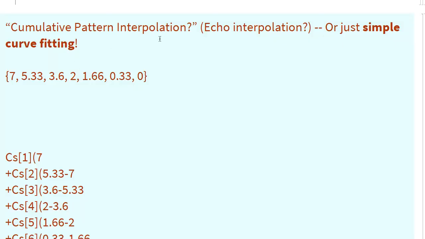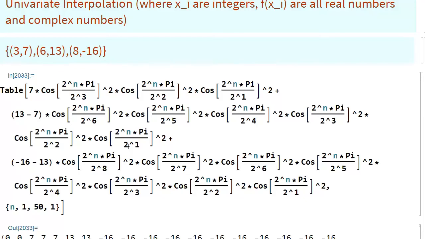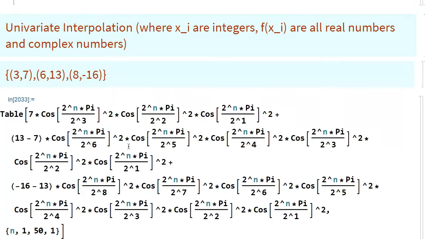This is like cumulative pattern interpolation, echo interpolation, or just simple curve fitting. I don't know how you want to describe it. But yeah, this is for univariate interpolation. So this is to expand it to become more generalized. It's really not that hard.